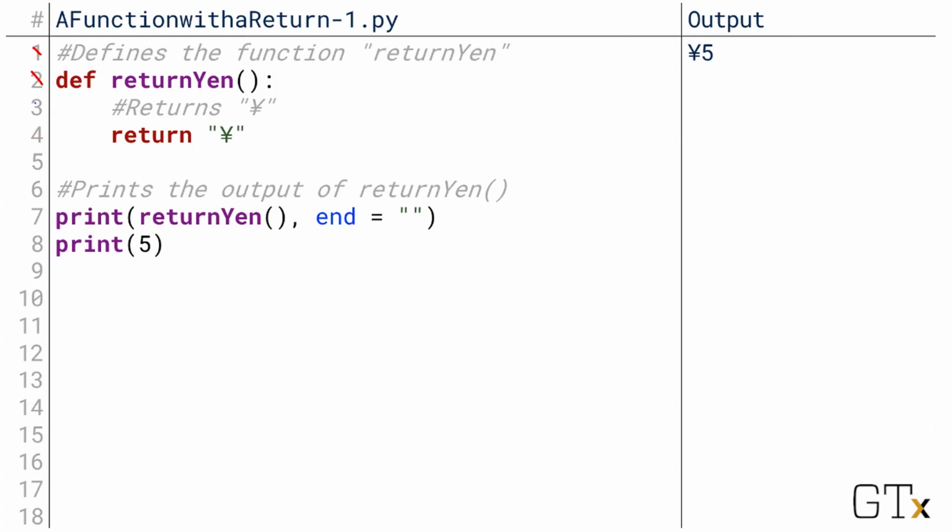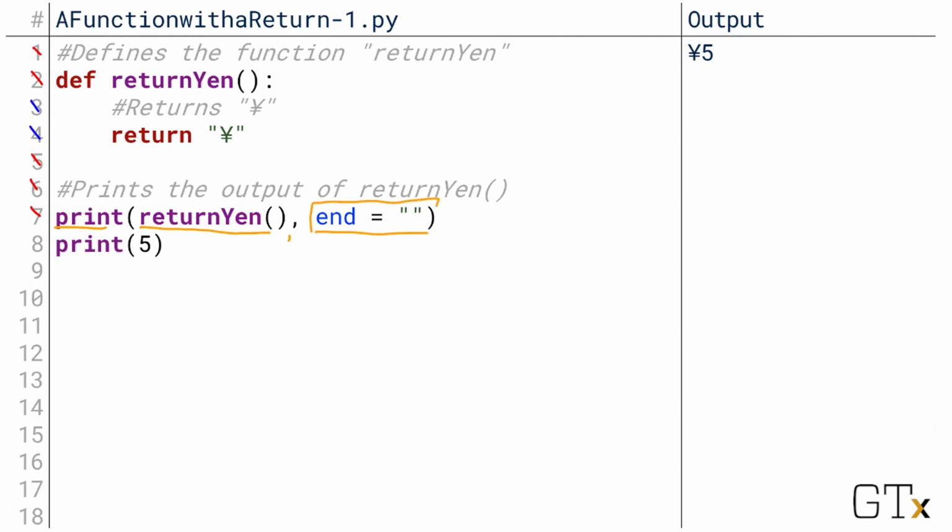As before, the first time this code runs, it skips lines 3 and 4 because those are inside the function, and right now, we're just defining the function. We'll only run lines 3 and 4 when the function is called. As the program continues to run, it reaches line 7. Line 7 says to print the output of the function return yen, comma, and not end that line with anything.